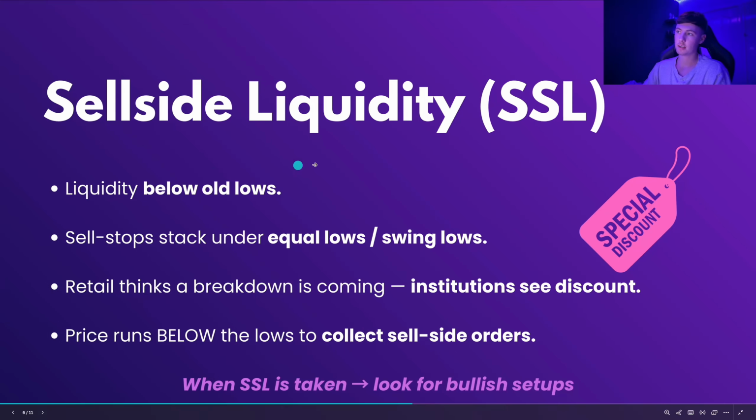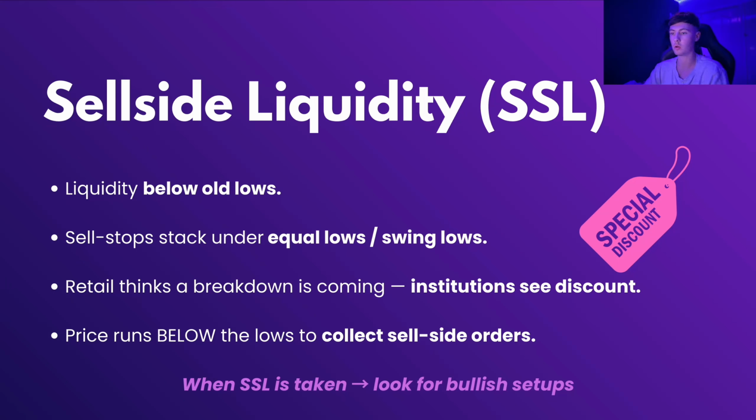Okay, now sell side liquidity. It's literally everything I've just told you, but the opposite. Liquidity resting below old lows is simply sell side liquidity. So sell stops stacking under equal lows or swing lows. Think retail traders who have already entered long, they are placing their stop losses below these lows, as well as retail breakout traders who are looking to go short below these lows. So retail will think that a breakout is coming below these lows and look to take shorts.